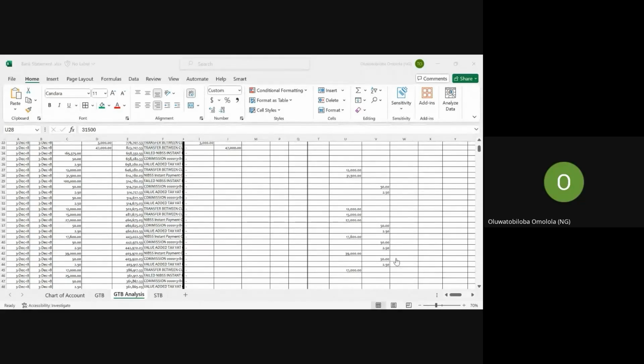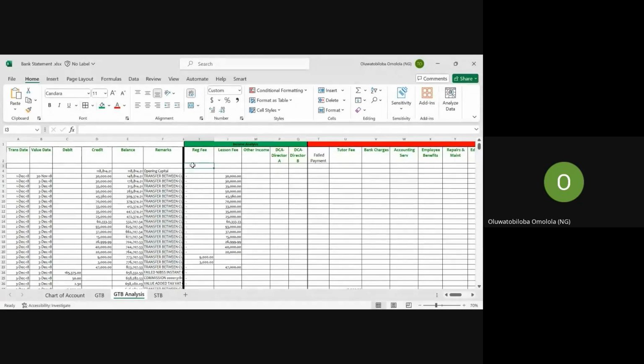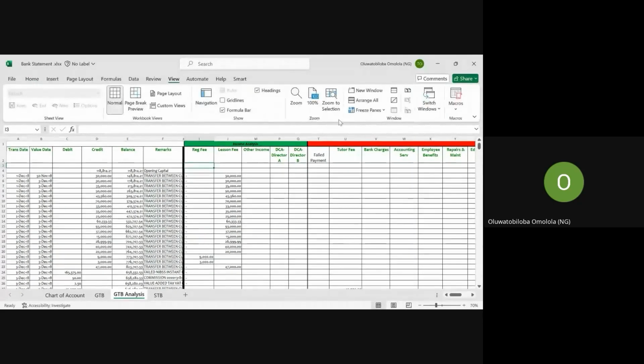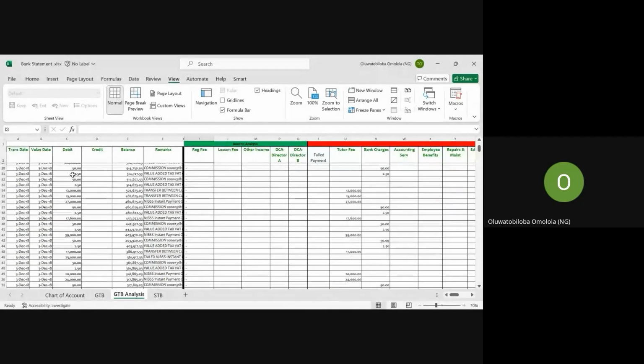Okay, so now going forward, I can see that there's a payment of 100,000. It is a failed payment, so I'll classify it under failed payment. Then 50, this one is bank charges. Let me freeze this pane so that you can see it. So you see 50 naira bank charges, 12,000 payments. That is what you are going to do for every item in the bank.